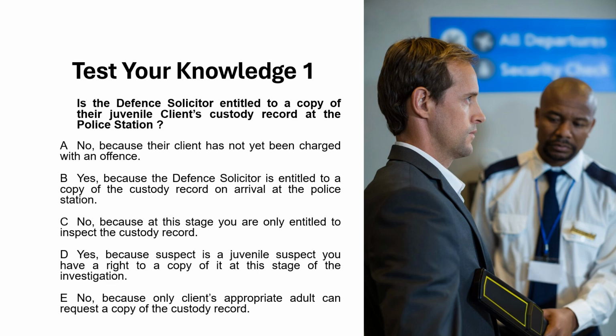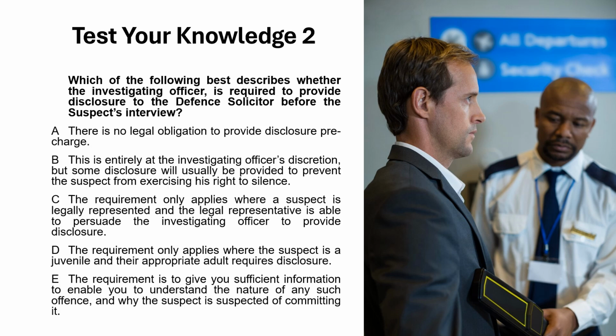So the first one is test your knowledge 1. Is the defence solicitor entitled to a copy of their juvenile client's custody record at the police station? A, no, because their client has not yet been charged with an offence. B, yes, because the defence solicitor is entitled to a copy of the custody record on arrival at the police station. C, no, because at this stage you are only entitled to inspect the custody record. D, yes, because the suspect is a juvenile suspect, you have a right to a copy of it at this stage of the investigation. And E, no, because only the client's appropriate adult can request a copy of the custody record.